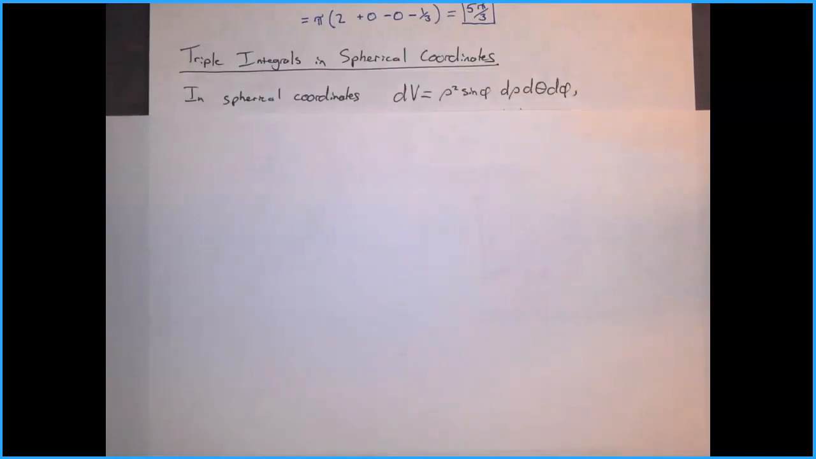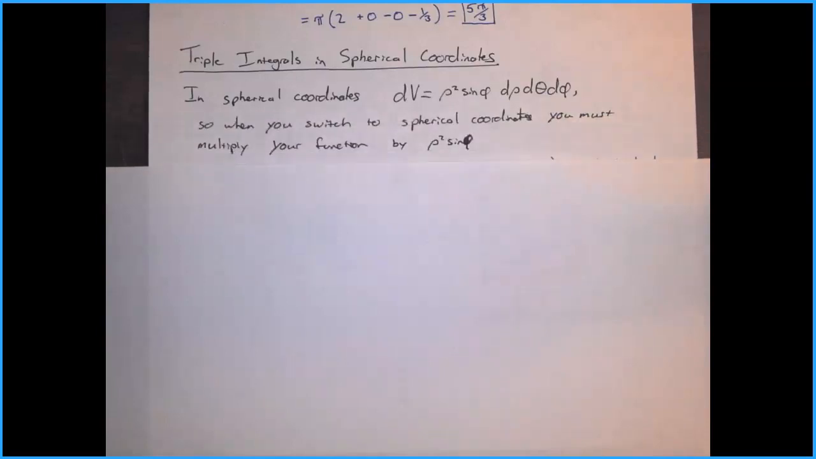Hello everyone, welcome back. The last thing we need to talk about in section 15.7 are triple integrals in spherical coordinates. And the first thing we're going to deal with is what is the Jacobian in spherical coordinates, or what do you have to multiply by your function when you switch to spherical coordinates. So in spherical coordinates, dV is represented by rho squared sine phi, d rho, d theta, d phi.